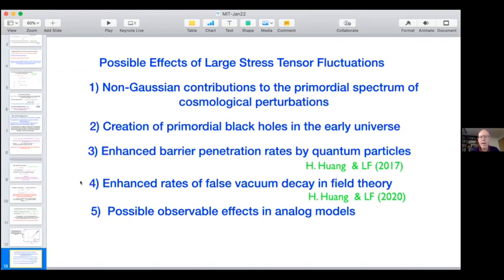Okay, so let me say a few words about what are some of the possible physical effects of large stress tensor fluctuations. Well, I won't have time to go into too much detail about these, but of course a large stress tensor or energy density fluctuation has the possibility of causing fluctuations of the gravitational field, because the stress tensor is the source of gravity. And it could give a contribution to the primordial spectrum of cosmological perturbations, which would necessarily be non-Gaussian. I mean, so far, no significant amount of non-Gaussianity has been detected in, for example, the cosmic microwave background radiation. But if it were, the large stress tensor fluctuations could be a possible source, that has a particular signature that might allow you to distinguish it from other sources of non-Gaussianity.